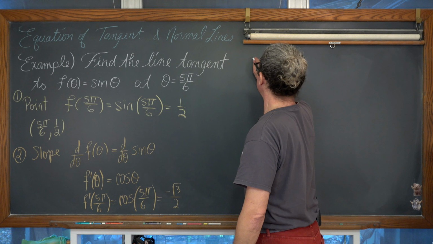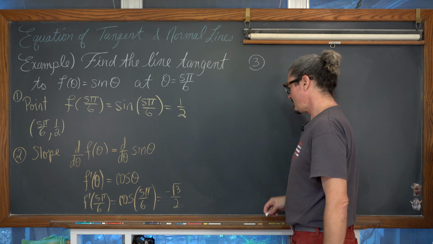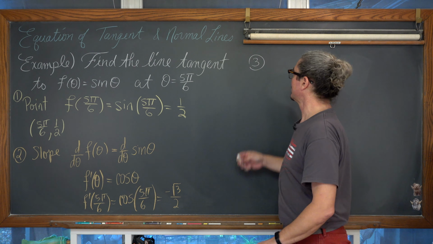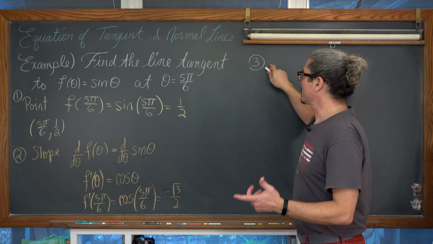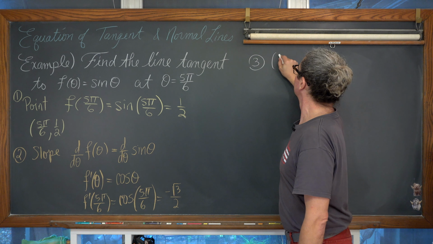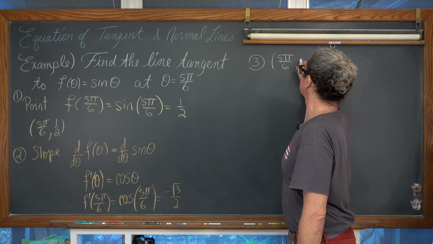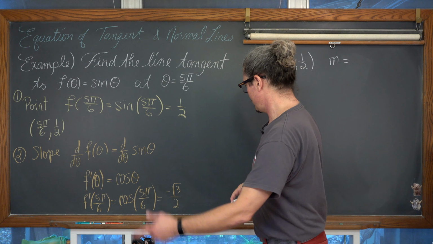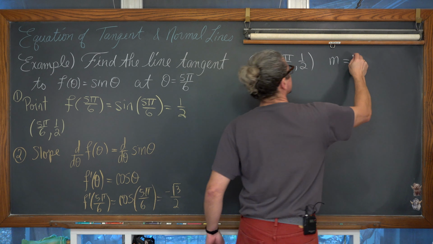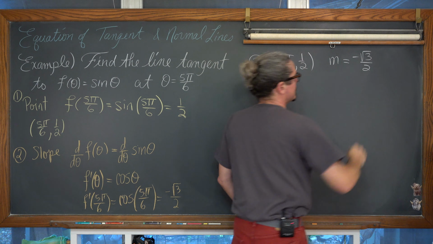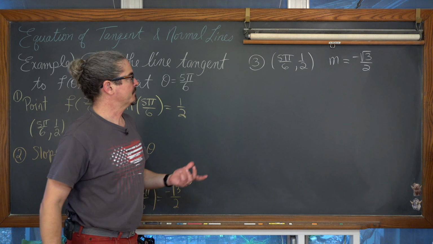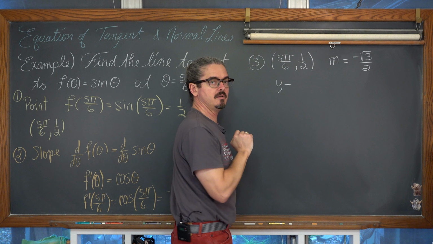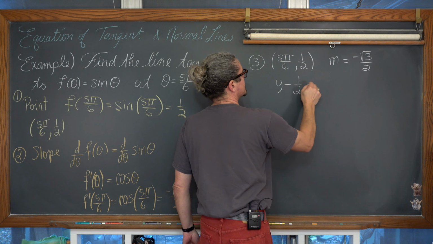So let's take step 3, and I'd like to grab it in color, but the green and blue sometimes is a little bit hard to see. So step 3, we're going to take that point, 5 pi over 6, 1/2, take that slope that we just found, negative square root of 3 over 2, and just go back to our point-slope form. The point-slope form of a line, of course, is y minus y sub 1. So we have y minus 1/2 is equal to m.